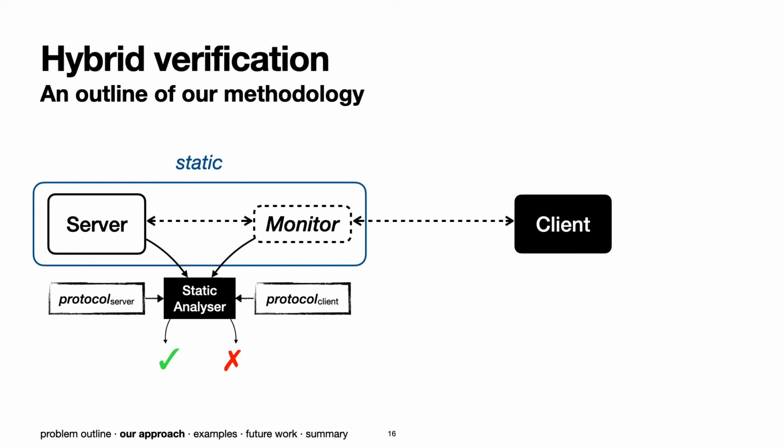This is a way for us to guarantee that the server is correctly implemented, as the implementation of the server and of the monitor are now passed through the static analyzer mentioned previously, together with the protocols that they are expected to follow. If the result of the analyzer is positive, we are guaranteed that the server follows the expected protocol. Otherwise, it does not. This is the static part of the hybrid verification approach.